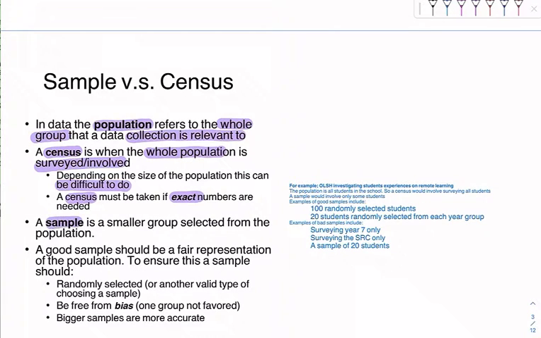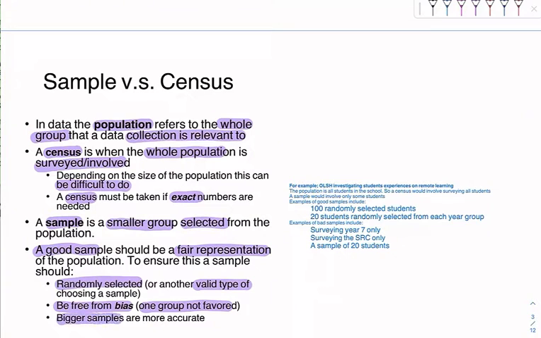A sample is then when we have a smaller group selected out of the population. A good sample should be a fair representation of the population. And to ensure this, there are a couple of things that should happen when a sample is chosen. It should be randomly selected, or selected in another valid way that still means everyone has a chance of being picked. It should be free from bias, so one group within it shouldn't be favoured.